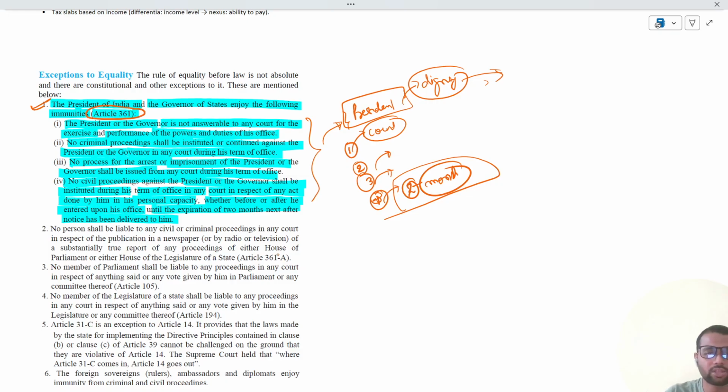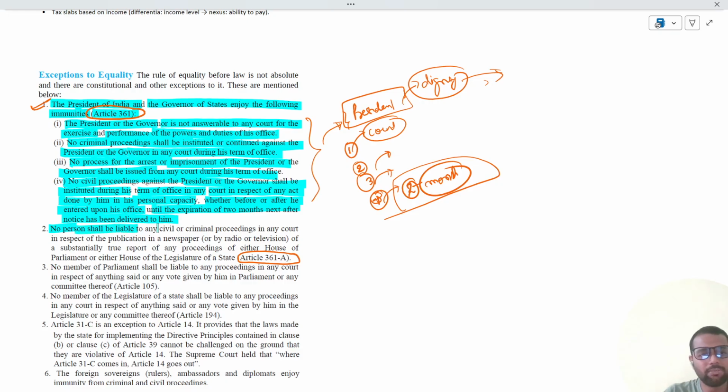Then under Article 361A, the immunity is also given to any person who publishes any report in any social media or any media or via any source, so far and so long as the report or the publication made is true and related to the proceedings of either house of the parliament or either house of the legislature. He shall not be liable to any civil or criminal proceeding.